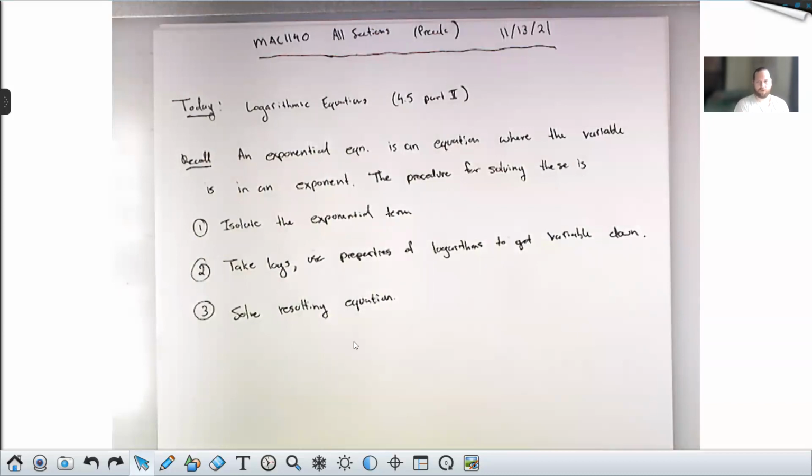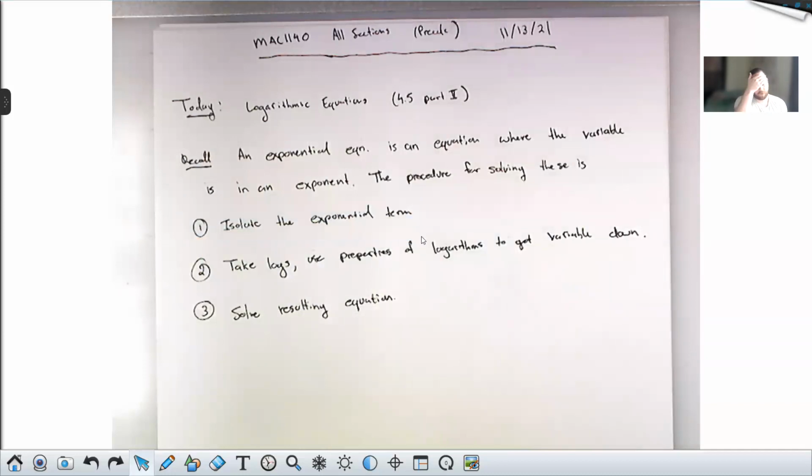Logarithmic equations go largely the same way. You're going to isolate the logarithm term. Then you're going to apply some new operation, kind of like the backwards version of taking logs. You're going to use properties of logs and exponents to get the variables out of the logarithm. And then you're going to solve the resulting equation, very similar. I remind you that before this first step, sometimes you want to do some factoring.